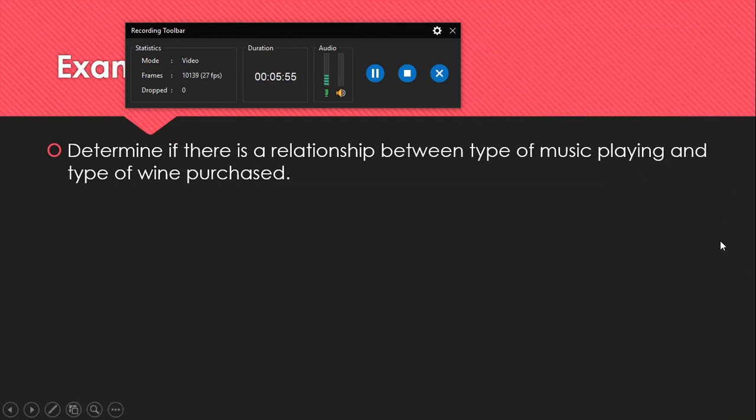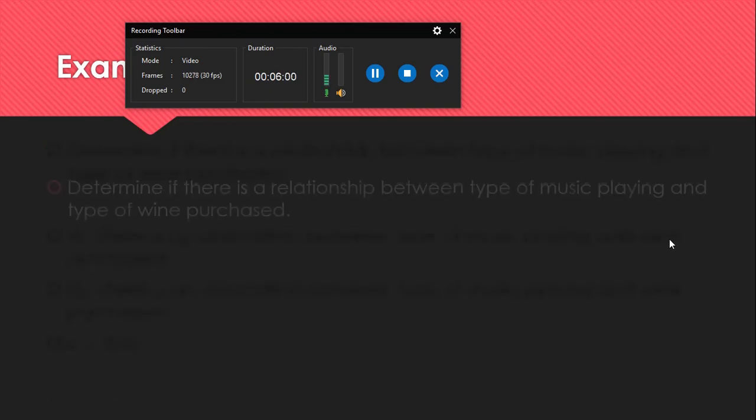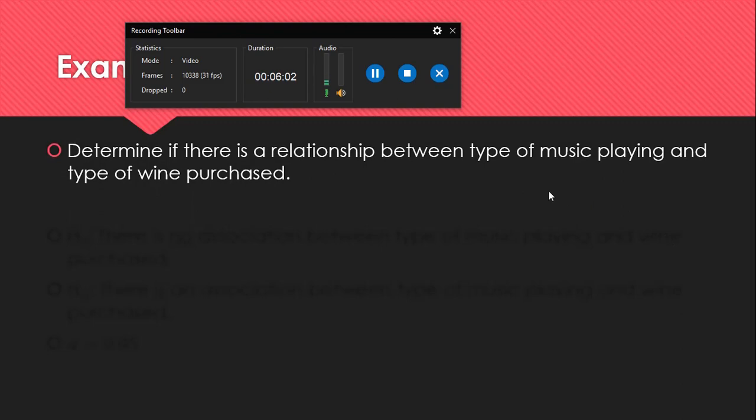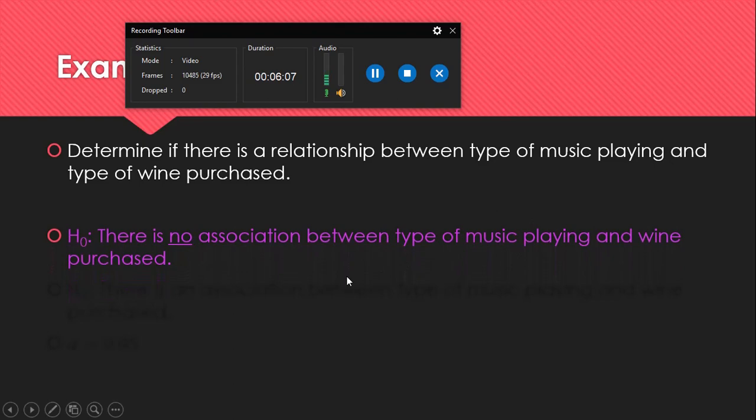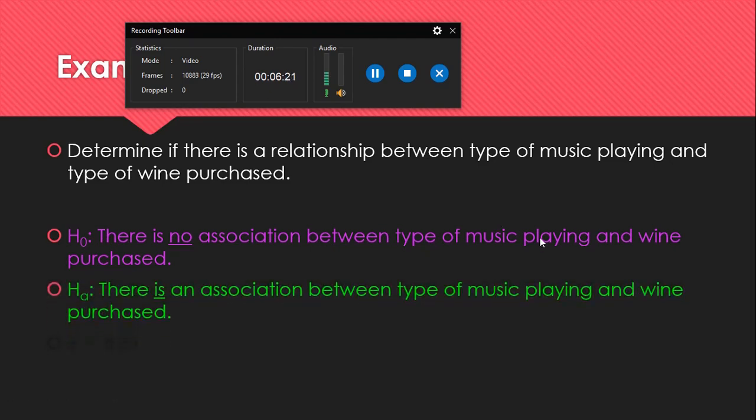So now we're going to go through the full calculation to determine if there's a relationship. We're going to start here with our null and alternative hypothesis. The null hypothesis says there's no association. That's pretty normal, but we want to write it in words. So we're going to say there is no association between type of music playing and wine purchased. The alternative says that there is an association. So again, we're going to write it in words. And the example doesn't really specify the value of alpha, so we're going to set it at 0.05.